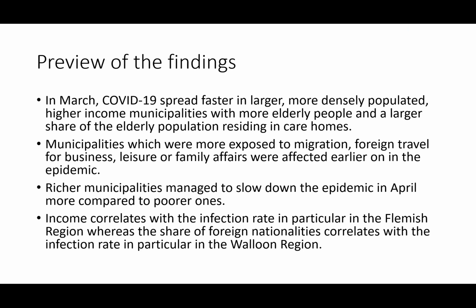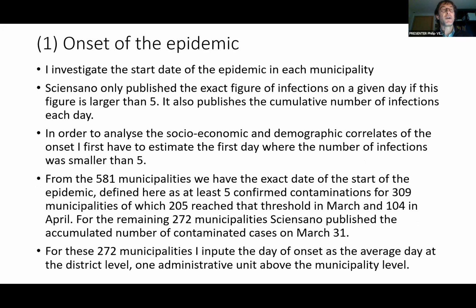Now I would like to go into detail on how I got to these findings, starting with the onset of the epidemic. I investigate the start of the epidemic at the municipality level. Sciensano publishes the exact figure of infection rates on a given day only when this figure is larger than 5. And this is done for privacy reasons. It also publishes the cumulative number of infections every day. So in order to analyze the socioeconomic and demographic correlates, I first have to estimate the first day of the infection when that number was lower than 5.